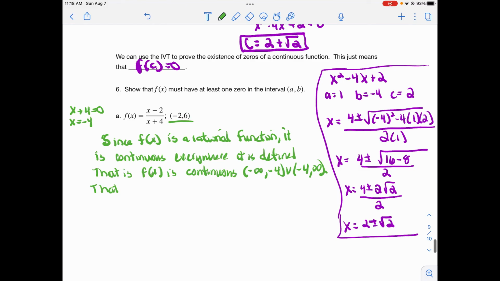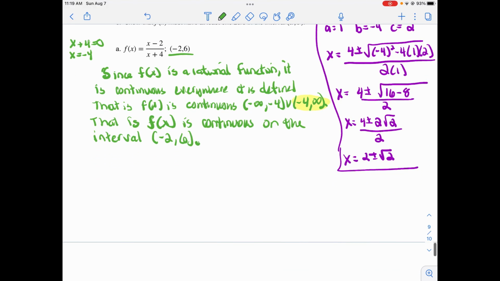Bring it down to the interval we're looking at. Notice that negative 2 to 6 is included all the way inside this given interval here. So f of x is continuous on the interval from negative 2 to 6. So we've proved continuity. That's the first step of the intermediate value theorem.